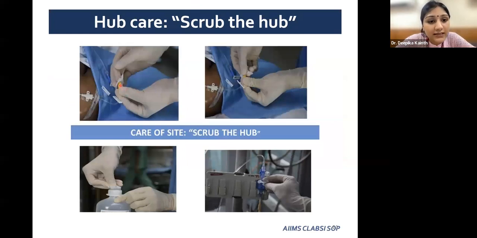As we can see here, this is the hub, and the healthcare professional is cleaning it. We have an alcohol soaked or chlorhexidine soaked swab or dressing. You clean it and then we rotate it. We cover the whole hub in a layer with this dressing. It's impregnated with alcohol or spirit or betadine, whatever we are using. So we also clean the ports.